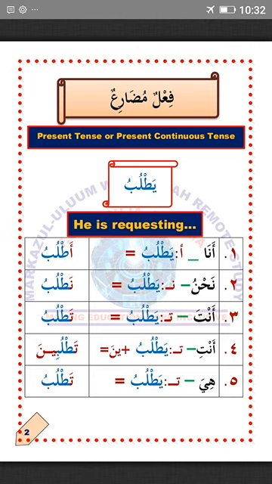Hamsa, number five. Hiya, she. So how do we change the verb yatlubu to suit hiya? All you need to do is to detach ya'un and attach ta'un. So the verb yatlubu will now become tatlubu, which means she is requesting. Remember, we use ya'un to talk about a single male person and ta'un to talk about a single female person. Talking about them does not mean talking to them directly. La'allaka fahimt? I hope you understand. MashaAllah.